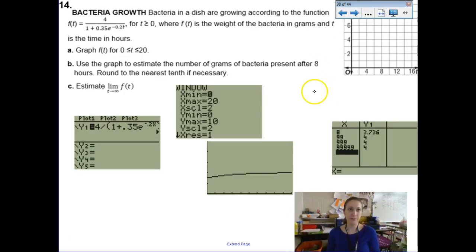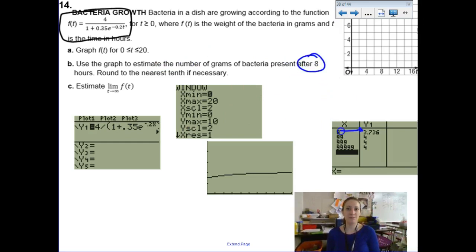Be careful. All right, bacteria growth. Remember this guy? And that cool formula from back in the day? They wanted me to graph this between 0 and 20, I don't know if it's hours. So I'm going to pretend like I graphed it. Oh, Mrs. Hoffbauer already did. Look, she's wonderful. So that's what it looks like. And we set up our window, we typed it in carefully, and then they wanted us to estimate how much bacteria is present after 8 hours.